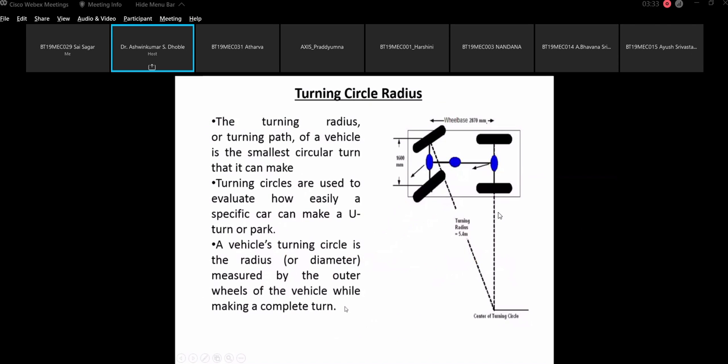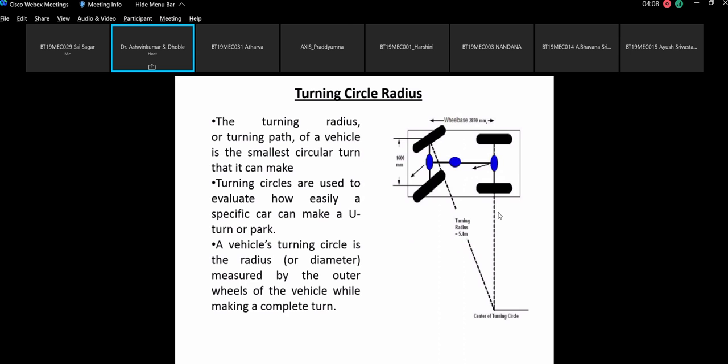Then we were discussing the turning circle radius. The turning circle radius is taken with respect to the center of the turning circle, which is nothing but the instantaneous center of rotation for the vehicle. It says that the turning radius or turning path of a vehicle is the smallest circular turn that it can make. Turning circles are used to evaluate how easily a specific car can make a U-turn or park.